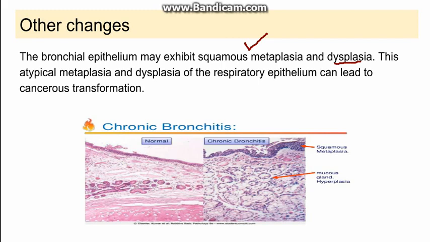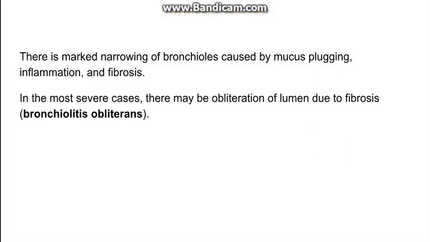In this picture we can see the normal columnar epithelium. However, here we can see the squamous metaplasia has taken place, and if squamous metaplasia is present, it should be checked for any signs of dysplasia or cancerous transformation. Also other features such as mucus plugging, inflammation, and fibrosis can be present, and sometimes the fibrosis can increase so much that it can lead to obliteration of the lumen, and this condition is known as bronchiolitis obliterans.